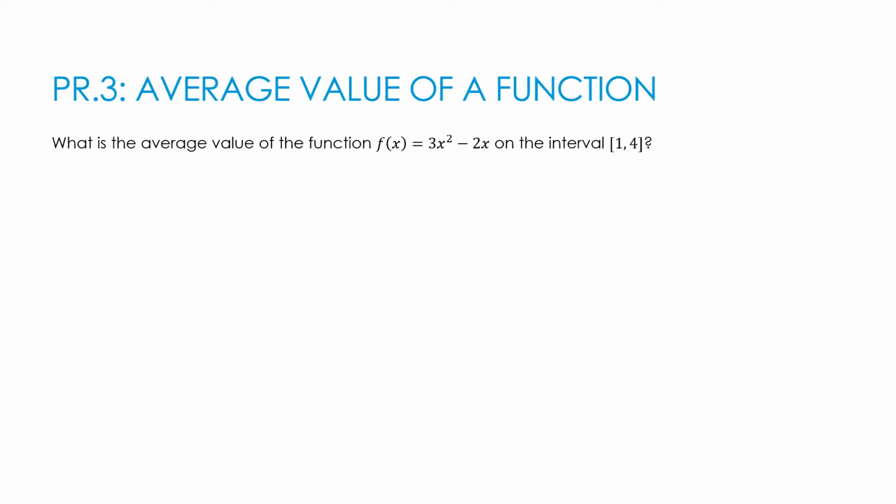One of those for you to try. Find the average value of the function 3x squared minus 2x on the interval from 1 to 4. So again, just use that same function that we talked about before. I'm taking 1 over b minus a, the integral from a to b of f of x dx. So take a few moments to do this question. When you're done, press play to see how you did.